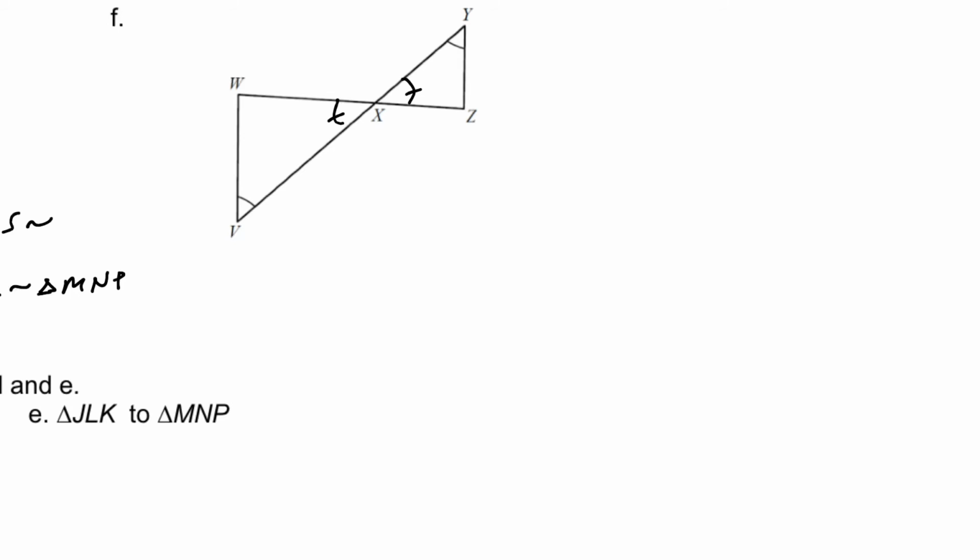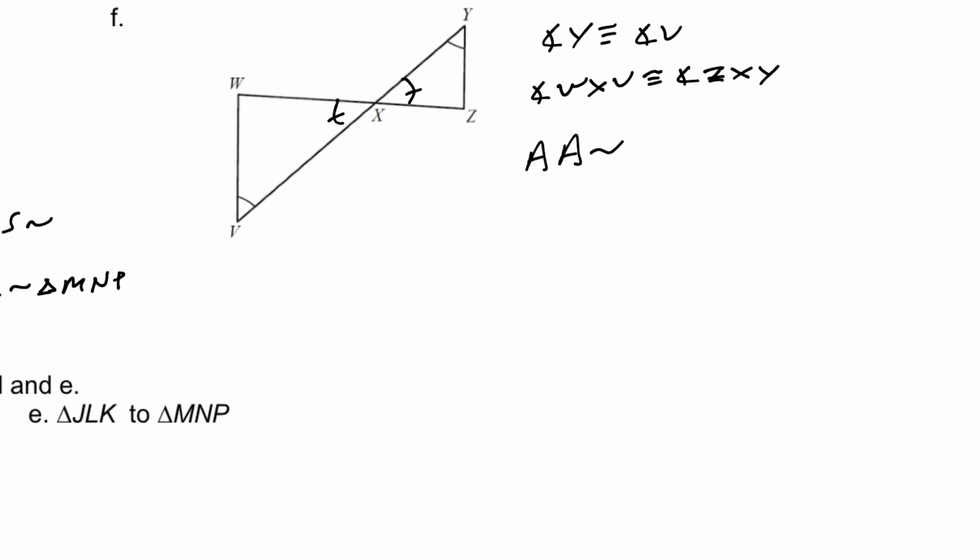But let me just write down what we have really quick. So we have angle Y is congruent to angle V. And then we also have the vertical angles. So we would have, in the triangle on the left, angle WXV is congruent to angle ZXY. But again, I think this one's pretty easy to see that we do have angle-angle similarity.